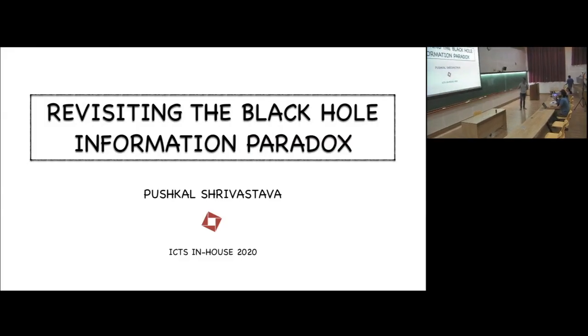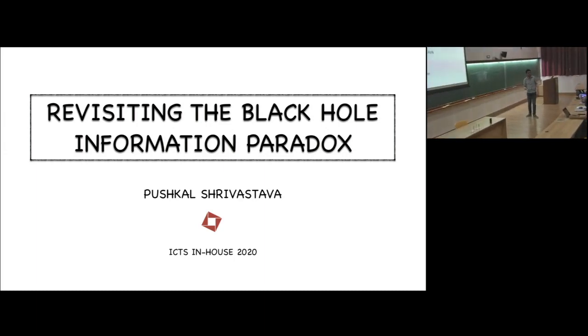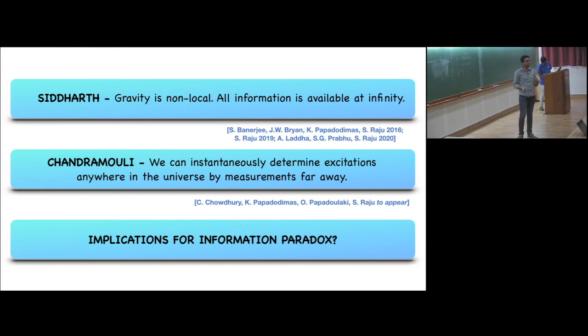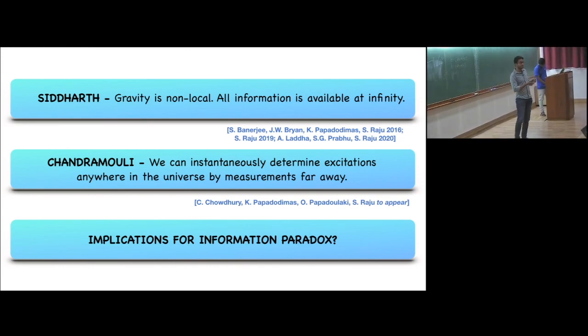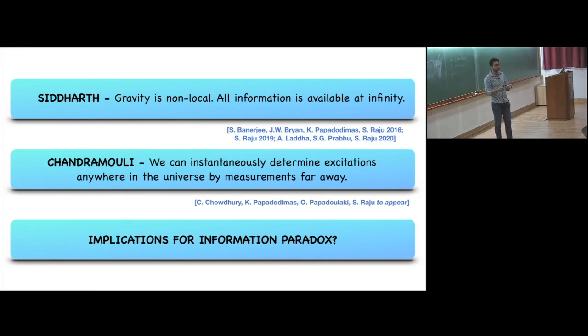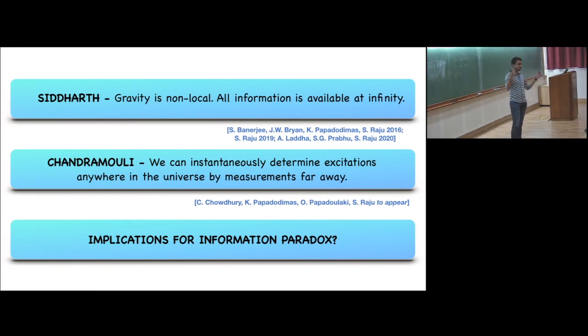Today I'll be discussing some aspects of the black hole information paradox, with the talks of Siddharth and Chandramouli yesterday in mind. Siddharth told us something very fascinating yesterday. He said that in a theory of quantum gravity, all the information is stored at the boundary. So quantum gravity is non-local. In fact, if we consider this room to be the universe, then all the information about this room is stored, for example, in these walls, the floor, and the roof itself.